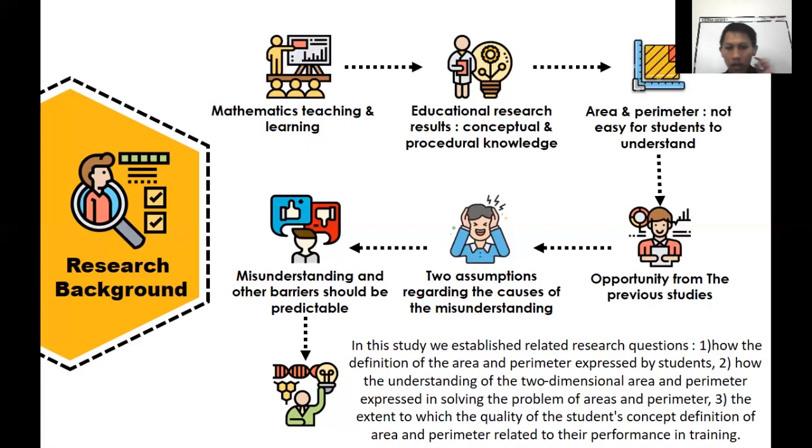So in this study, we established related research questions. There are three research questions. First, how are the definitions of area and perimeter expressed by students? Second, how is this understanding of two-dimensional area and perimeter expressed in solving problems of area and perimeter? And the last one is the extent to which the quality of the student concept definition of area and perimeter is related to their performance in solving problems.